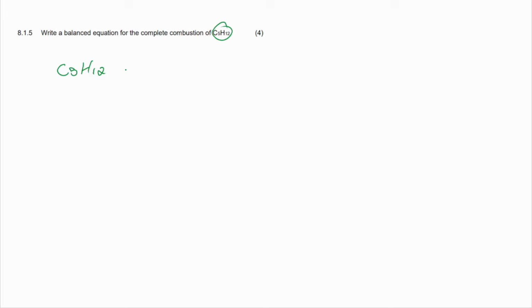Okay, but anyway, C5H12. We need to know what a combustion reaction is. It's a reaction with oxygen to produce water and CO2. I'm going to put CO2 first, then water. First step with these: you're going to struggle if you don't balance the carbons first. Balance carbon first. How many on the left? 5. How many on the right? 1. Fix that. 5. Perfect.